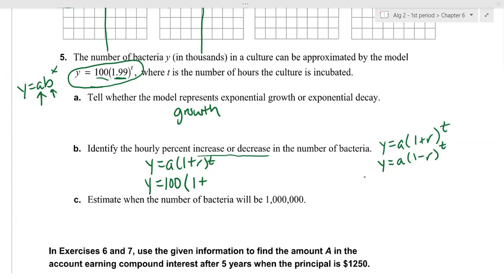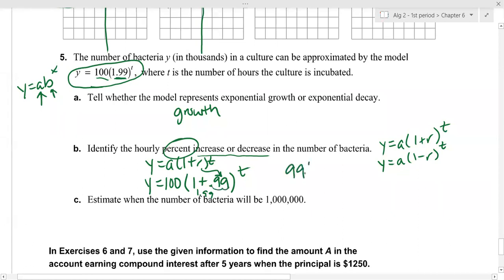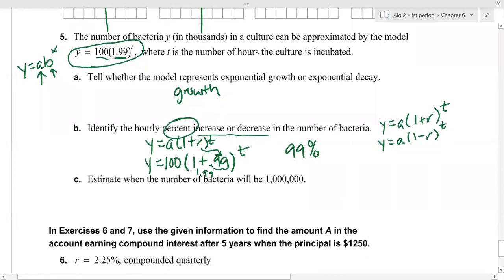All right, so we're going to match this up. So we have 100 is my A, and the 1 plus the R, the rate, in this case, would have to be 0.99, because the number there is 1.99. So obviously R has to be 0.99. That's where you get your percent from. So if the R is 0.99, I move the decimal 2 places to the right. And basically what we found out is that we have a 99% increase.